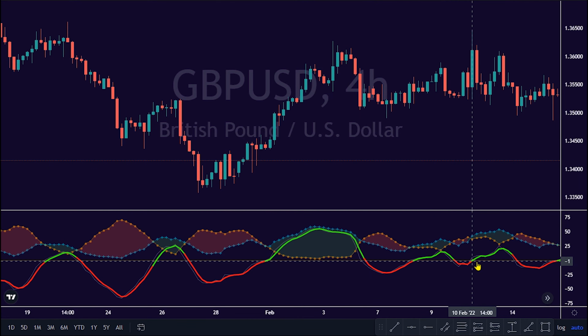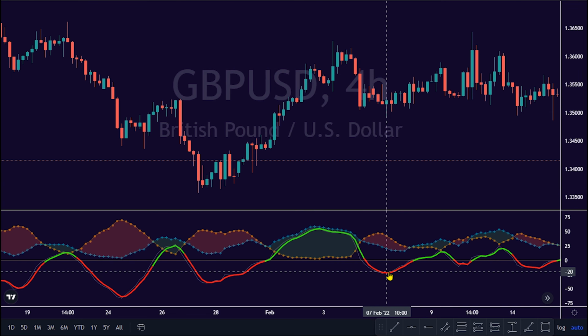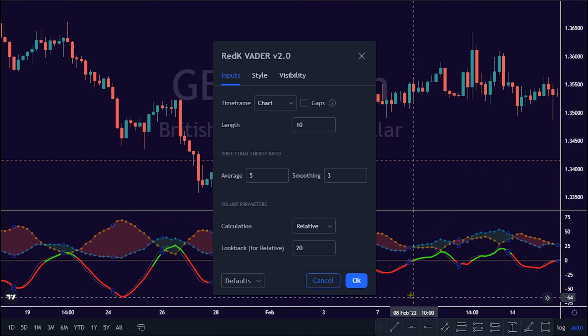As we can see, this indicator has a midline of 0. Let's right-click to learn more about the indicator components. Under the Input section here, we have the length with the default value of 10. Here are the directional energy ratio values. The average is 5, and the smoothing is 3.